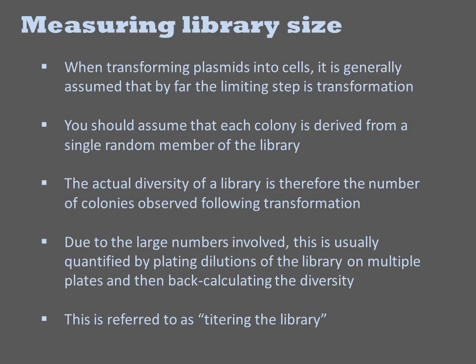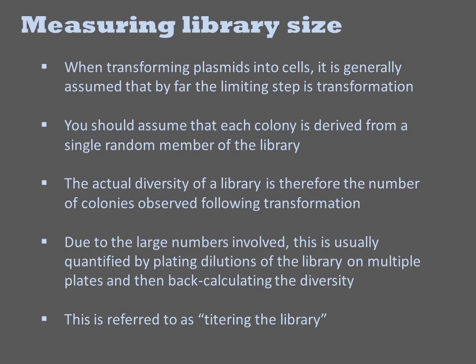When transforming plasmids into cells, it is generally assumed that by far the limiting step is transformation. You can assume that there are a few orders of magnitude more DNAs in the reaction than actually get into a cell, so you only need to consider transformation as the limiting step. This of course assumes that you are using cells in your experiment. For all in vitro experiments, you must use other strategies to determine the diversity, which involves following how much DNA is present at every step of the experiment.